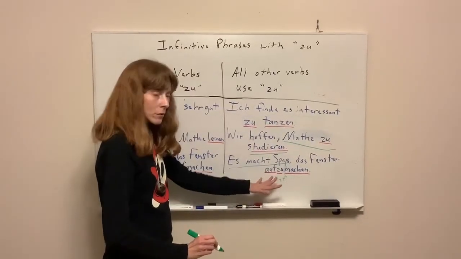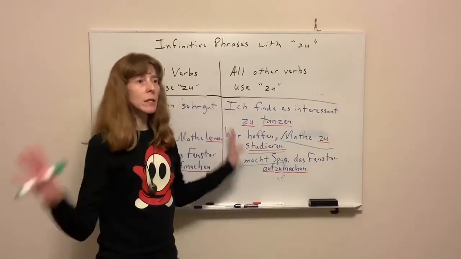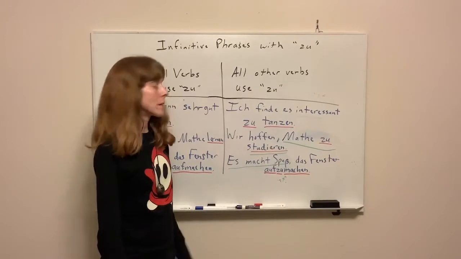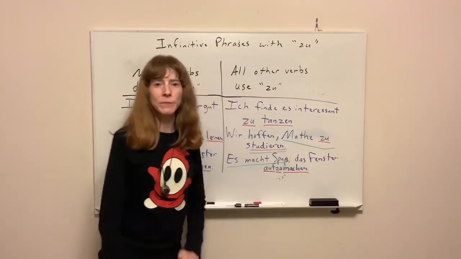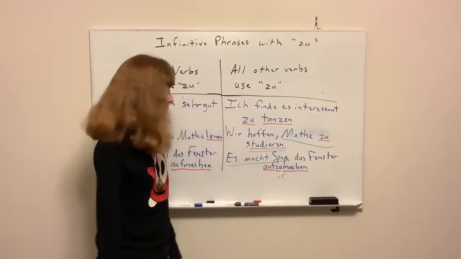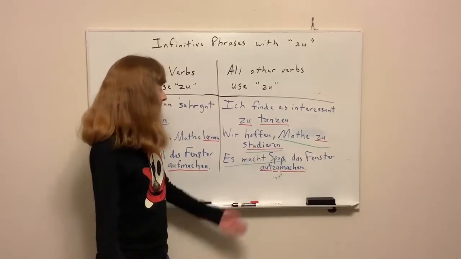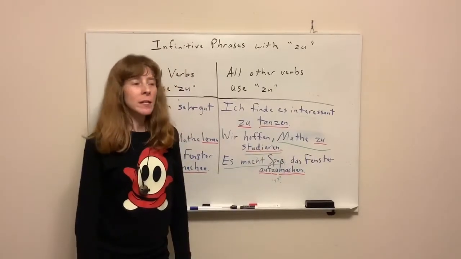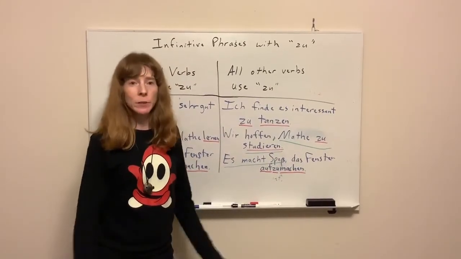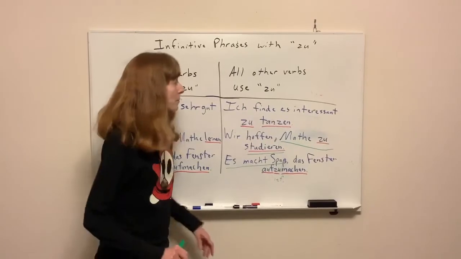Now, I don't have to use a separable prefix here. I could have used any other verb in the world. I could have said, es macht Spaß, das Fenster zu waschen. It's fun to wash the window. Es macht Spaß, das Fenster zu kaufen. It's fun to buy the window. So you could do all sorts of examples here.